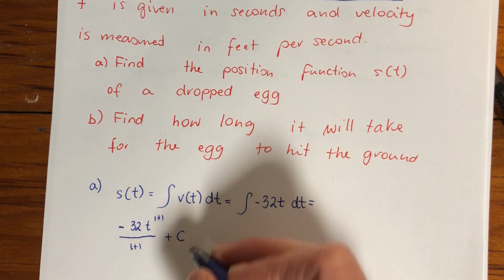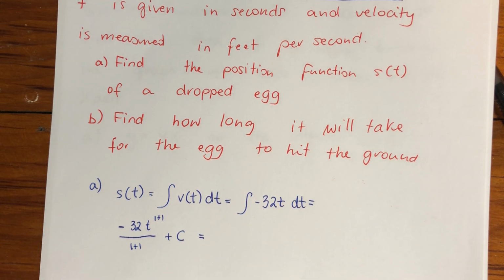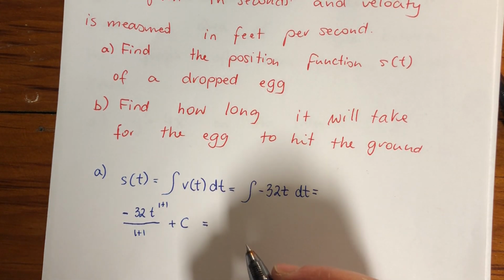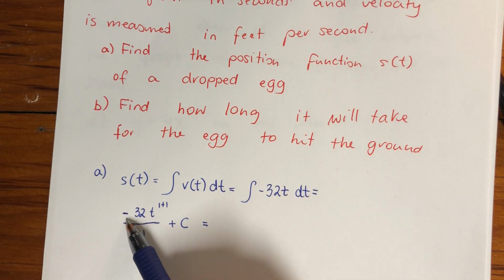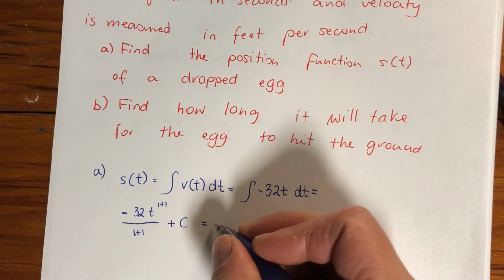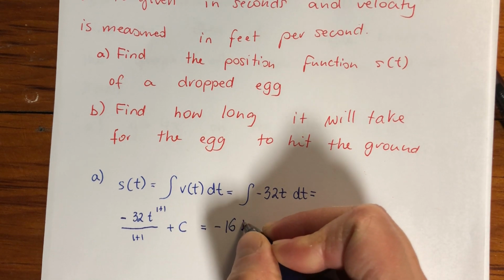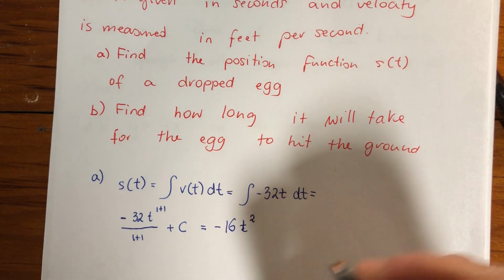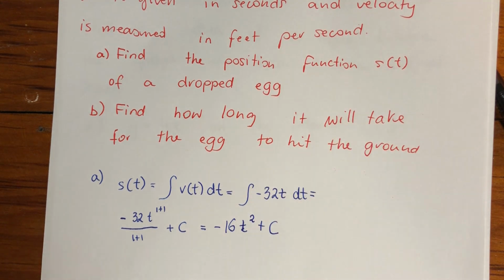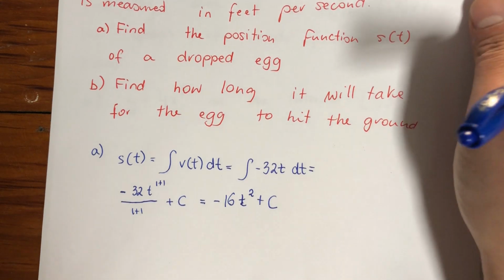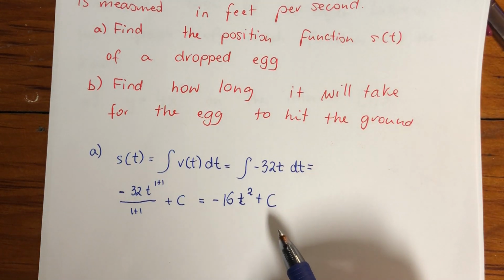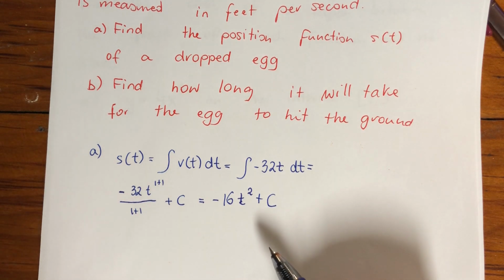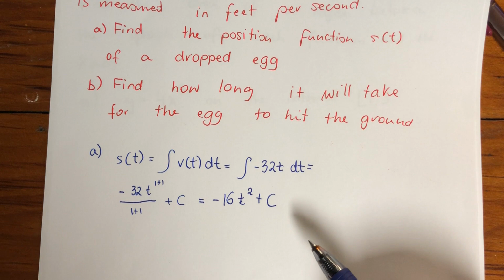And of course, I do want to simplify this. I have negative 32 divided by 2, that's negative 16. Negative 16 t to the power of 2. And again, I need to remember my constant. So now, because this is a nice particular situation, I am able to find my constant, and I will find my constant by substituting the 30 feet that I was given for the initial height.